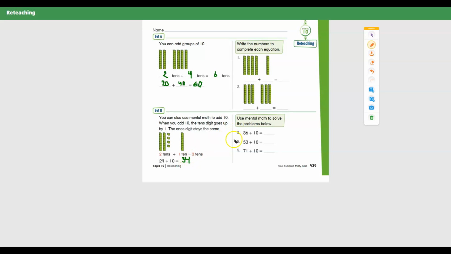For numbers 3, 4, and 5, use mental math to solve the problems below. You can do this by adding together the tens and the ones place remaining the same. If you need to pause the video at any time when we are solving, you can do so now.